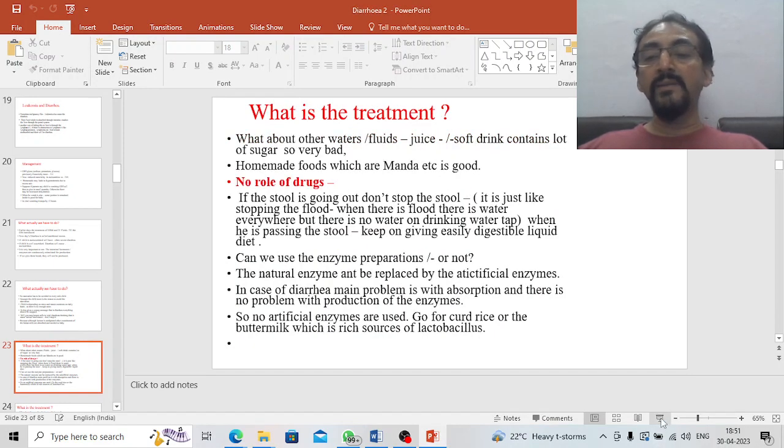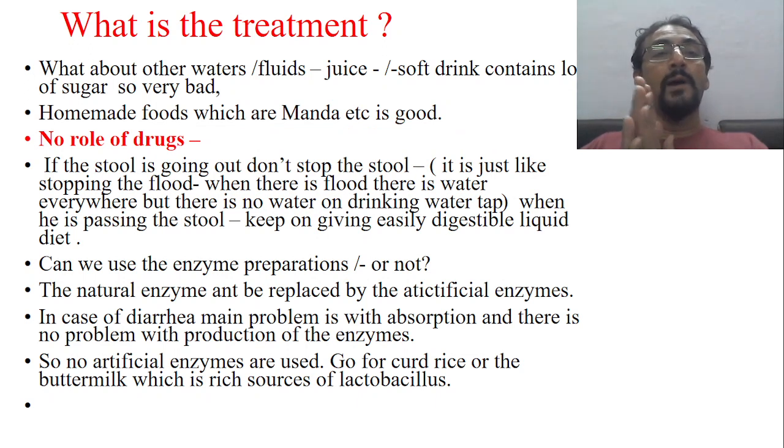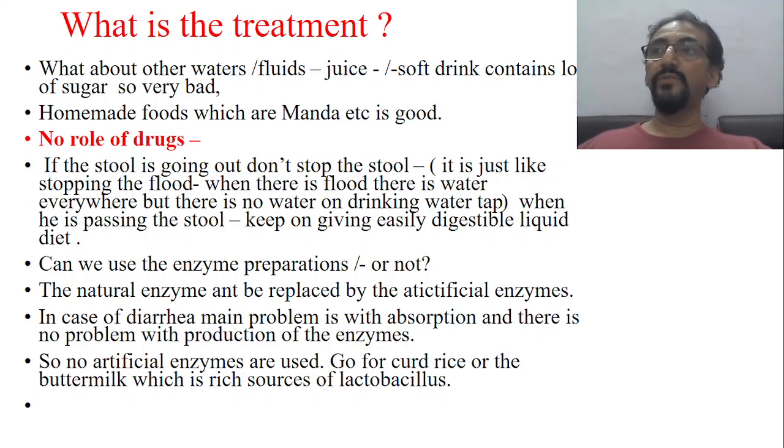Now, another important thing is, what is the treatment now? What about the other water, fluids and juice? Usually, whenever there is diarrhea, sometimes we go for fresh juice. We claim that it is fresh juice, or some other fluids. Any drink which contains an extra amount of sugar is very, very bad. Suppose you are getting fresh juice and adding some ice pieces, and we don't know how that ice is made, how contaminated it is.